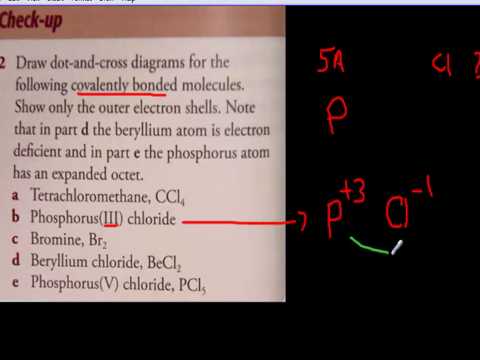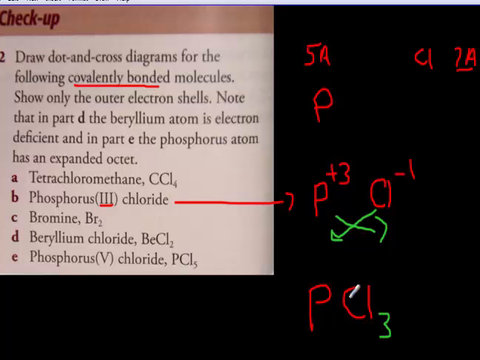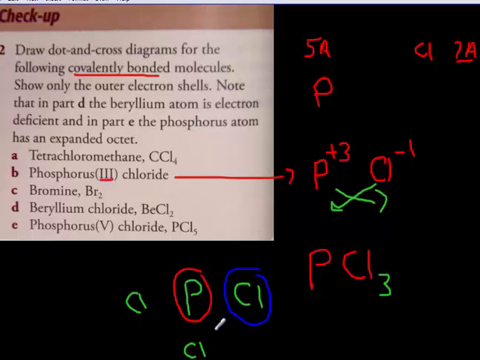Well, when you have charges, we can write our formula. We know that 3. So now that I know my actual formula, we can figure out what is going to be our dot and cross and how is that going to work. So we know I have 1 P, so I have a P in the center, and I'm going to have 3 chlorine somewhere around this thing. And my P I'm going to draw with red.